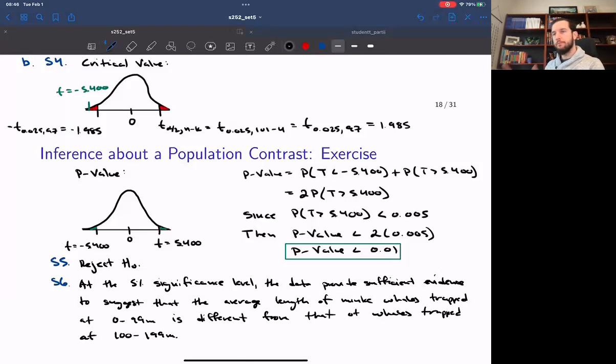Okay, so pretty standard hypothesis test, just built about the contrast. Any questions?